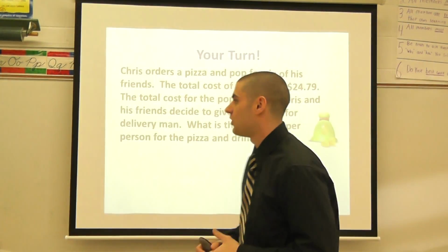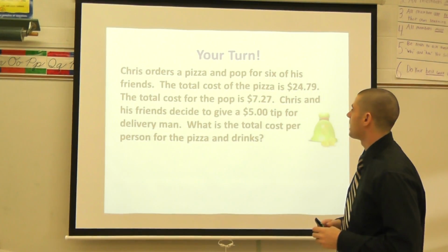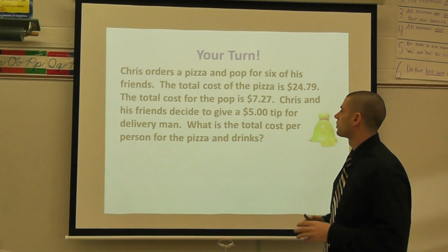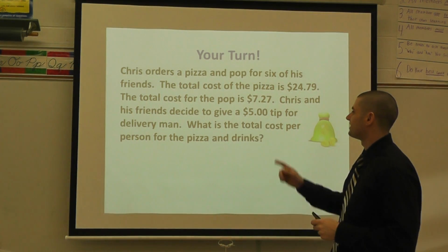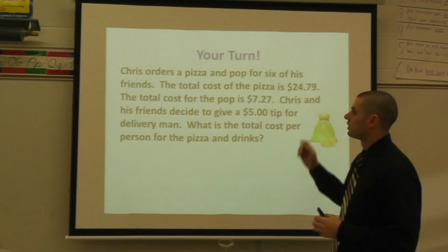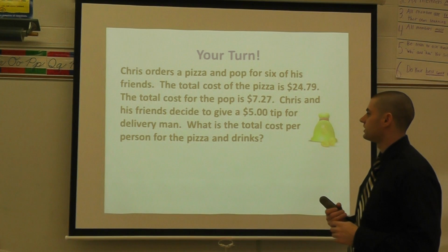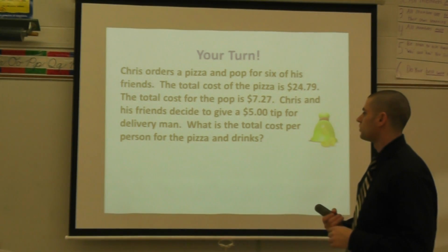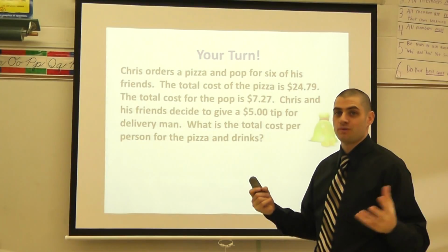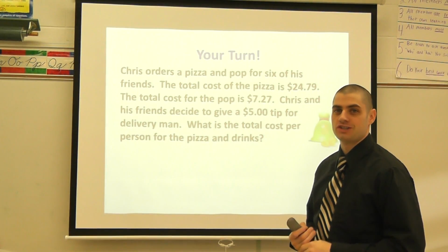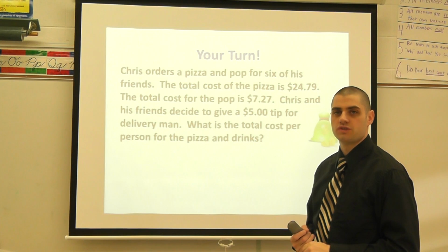Here's what you're going to solve at home. Chris orders a pizza and pop for 6 of his friends. The total cost of the pizza is $24.79. The total cost for the pop is $7.27. Chris and his friends decided to give a $5 tip for the delivery man. What is the total cost per person for the pizza and drinks? I know you have your pencil and paper ready. If you got a calculator, that's great. Go ahead and pause this video and we'll see what you came up with.